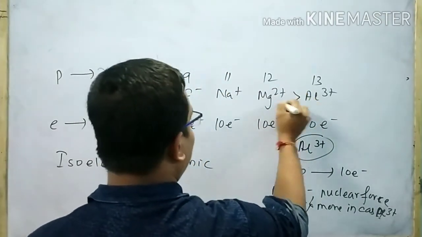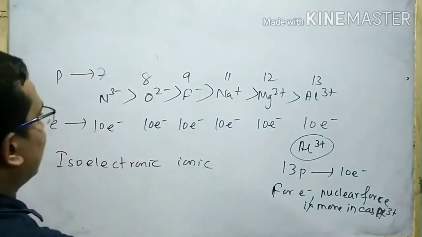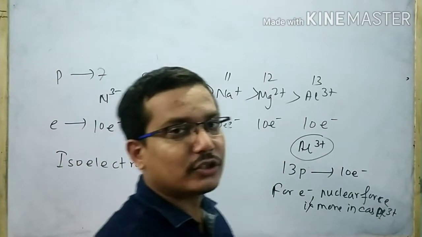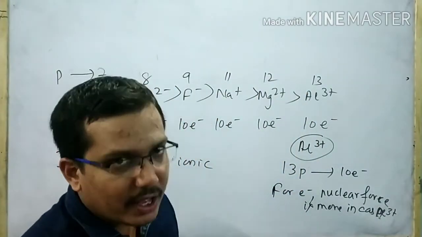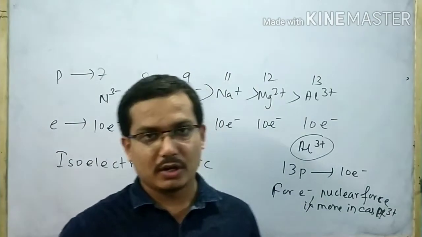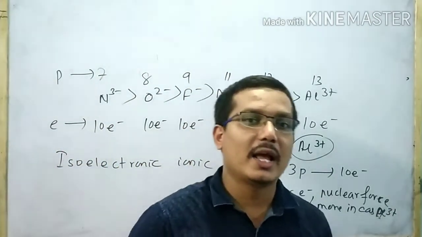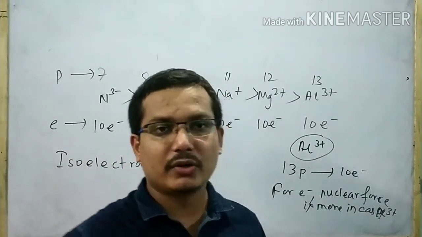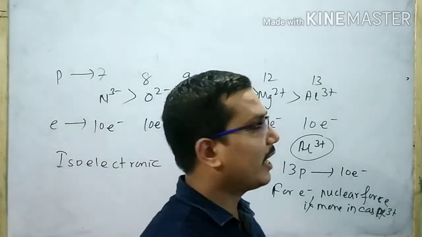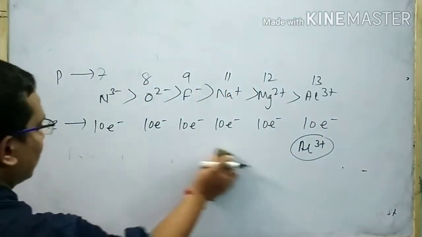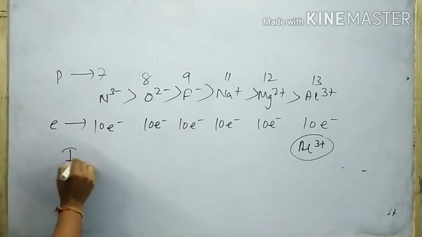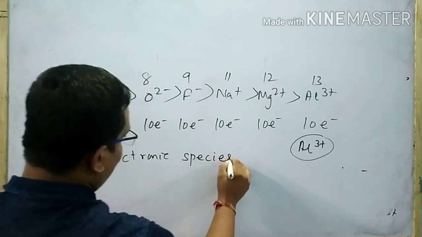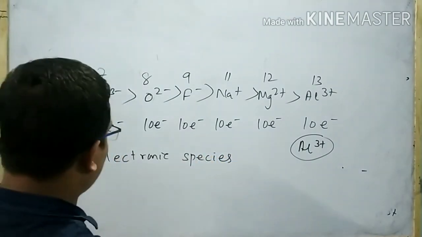That means we can write this is the order. This is the decreasing order of the ionic radii of the ions. In the case of isoelectronic species, the ion which has more nuclear charge has less ionic radii. Since Al3 plus has more nuclear charge per electron, it has less ionic radii. Then what is the meaning of isoelectronic species?